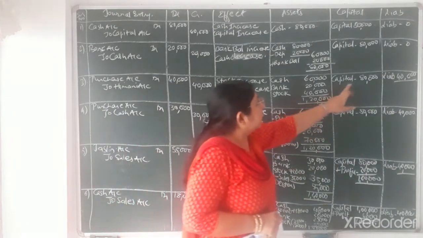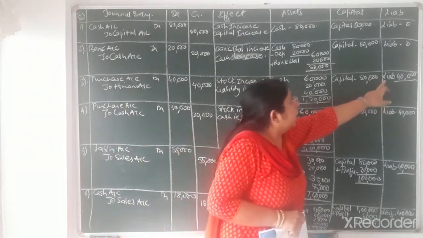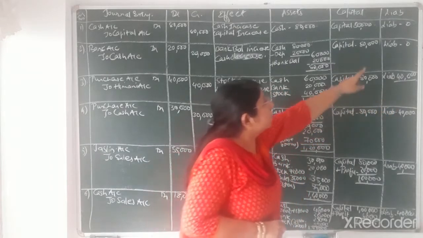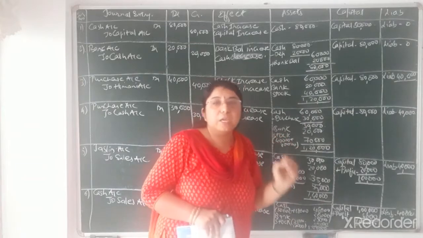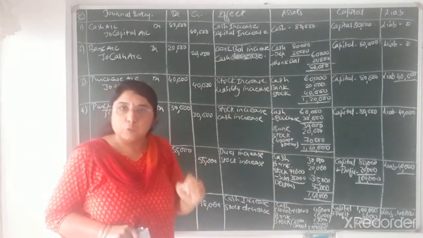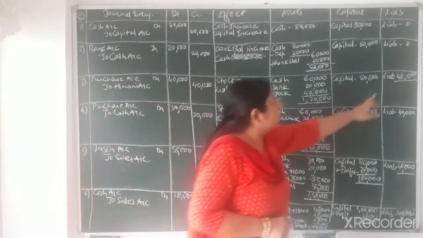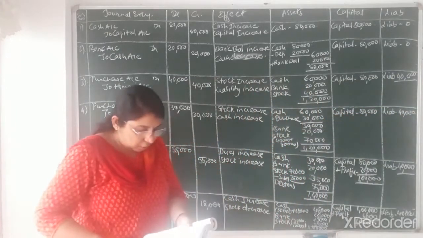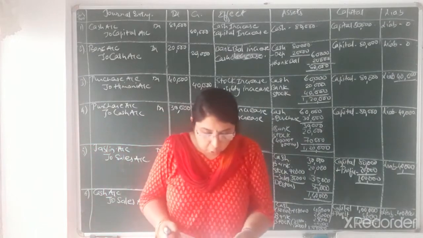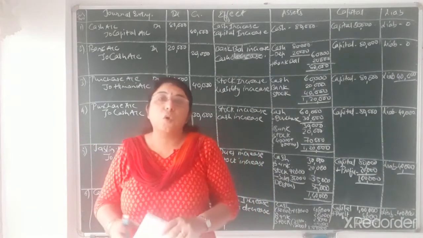Then capital is 80,000. And now the liability, previously it was nil, but now due to Himani, we have to pay rupees 40,000 to Himani in future. So our liability is raised by rupees 40,000. Now after completion of the third transaction, the fourth transaction: goods of rupees 30,000 purchased for cash.